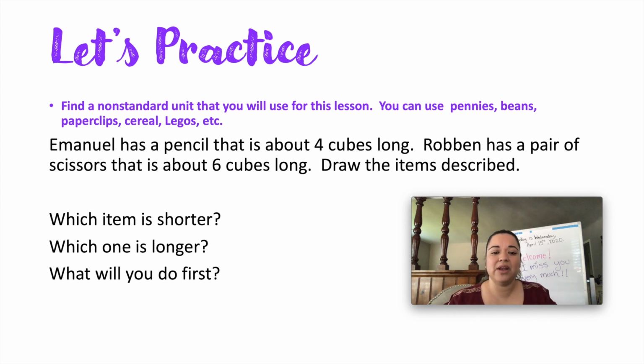It says, Emmanuel has a pencil that is about 4 cubes long. Robin has a pair of scissors that is about 6 cubes long. Draw the items described. So let's think about the clues that they're giving us. So we know it's about Emmanuel and Robin. We know that Emmanuel has a pencil and Robin has a pair of scissors. What do we know about Emmanuel's pencil?